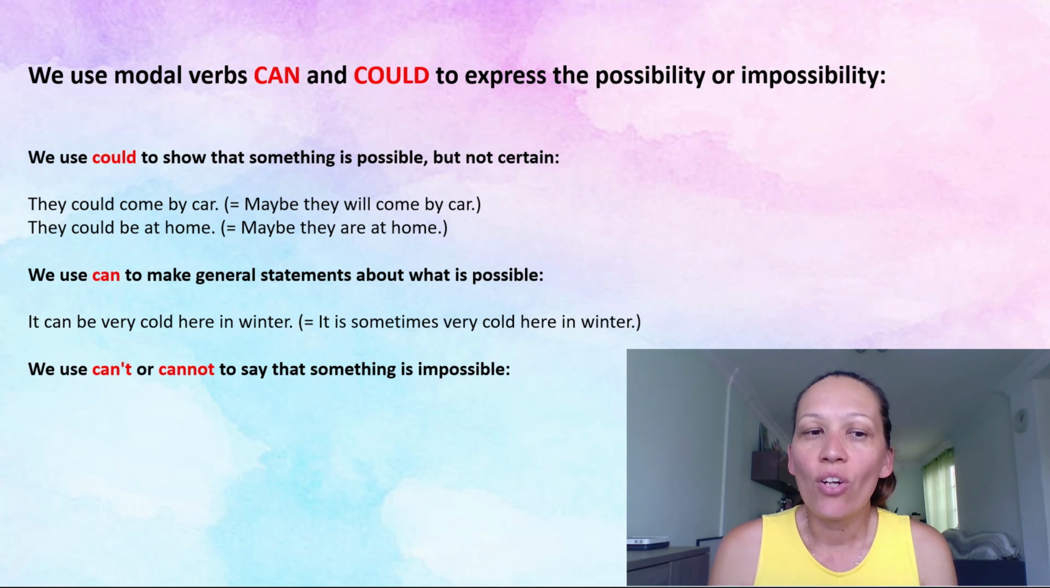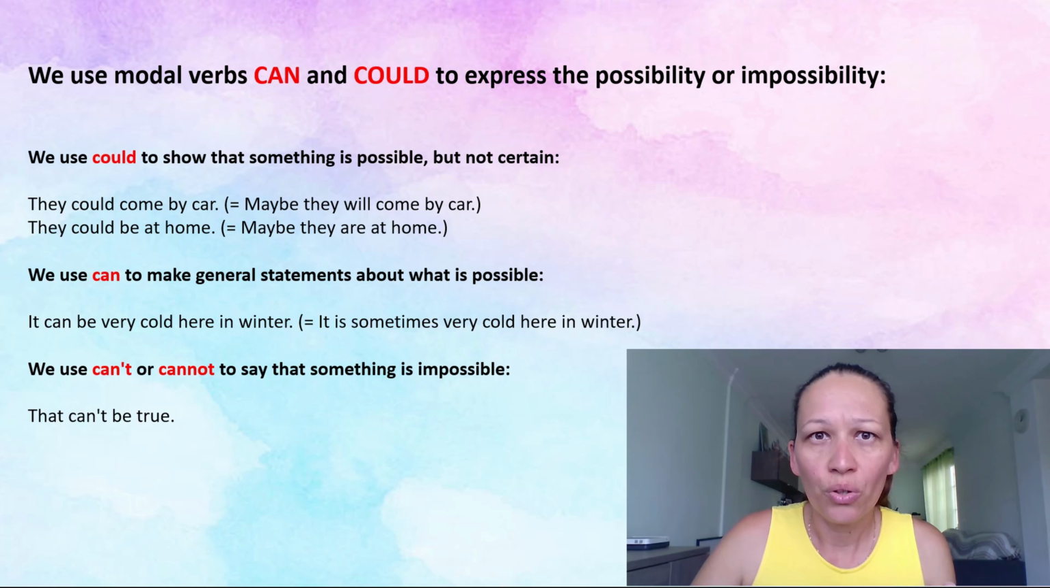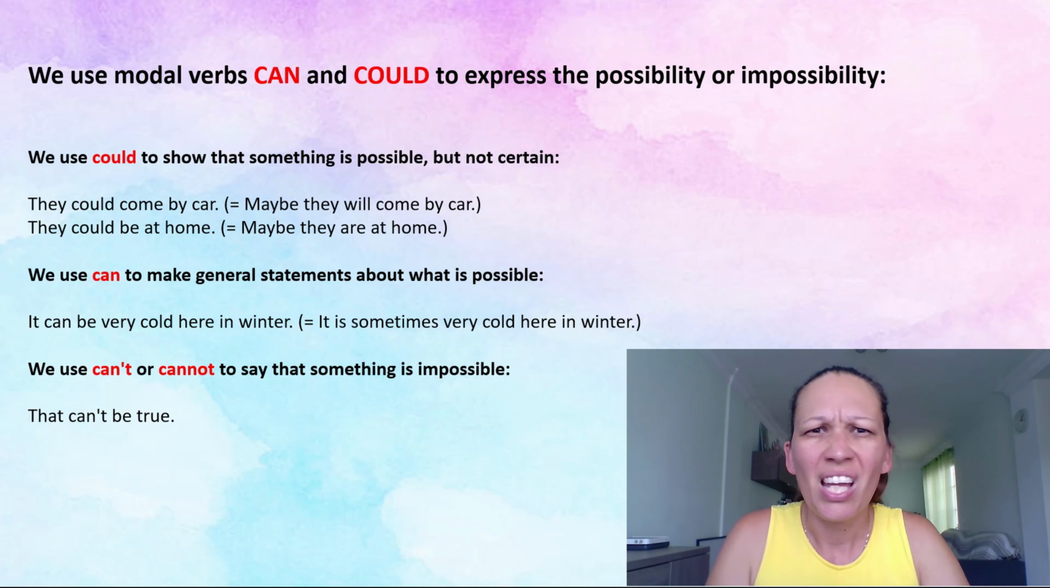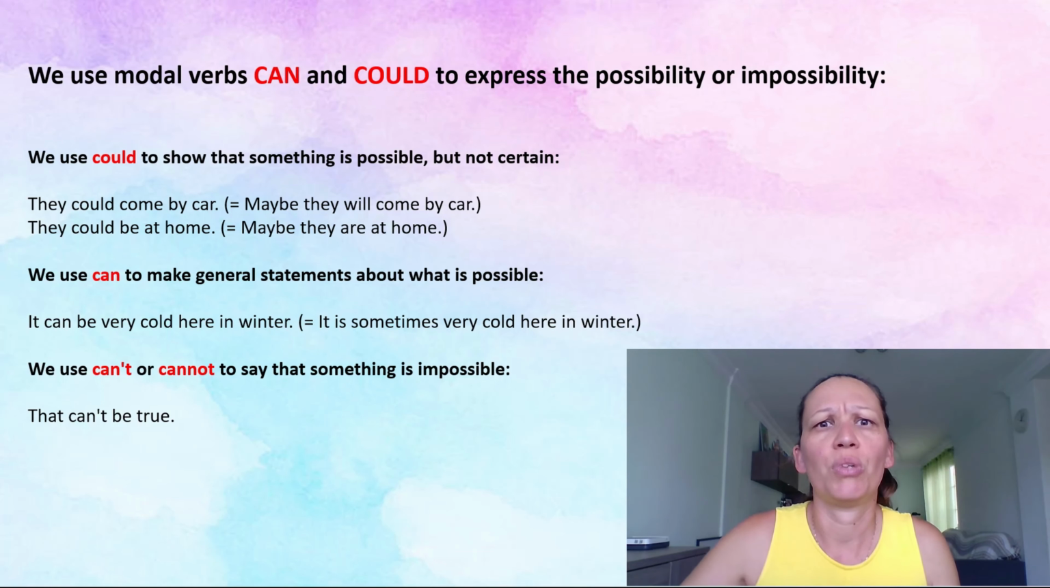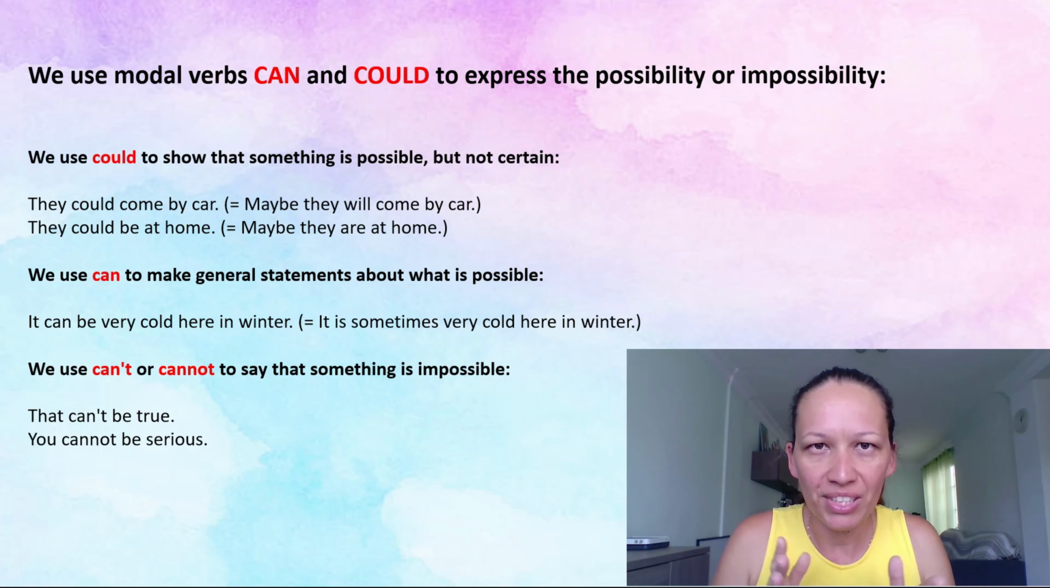We use cannot or can't to say that something is impossible when we're 100% sure it's impossible. For example, that can't be true. So you've heard some new information, and you say, no, it's impossible to be true. That can't be true. Or you cannot be serious. You're joking. I'm sure you're joking. It can't be serious.